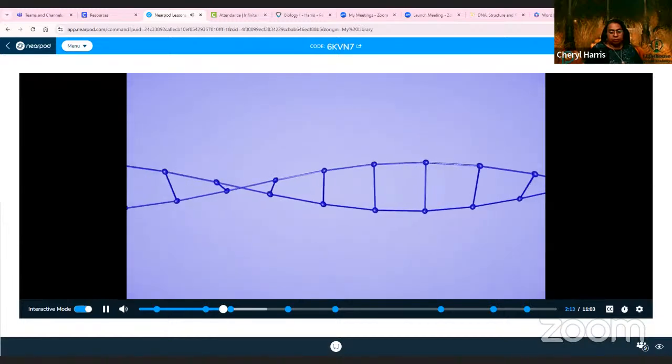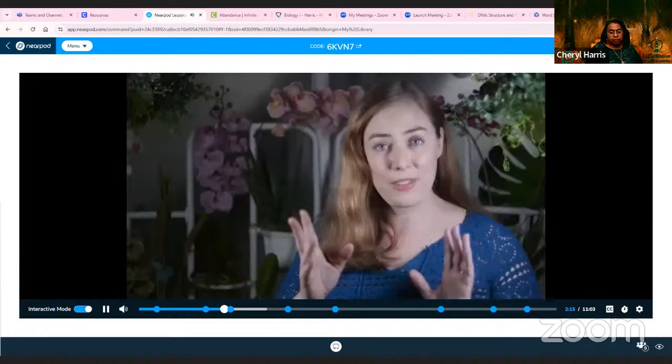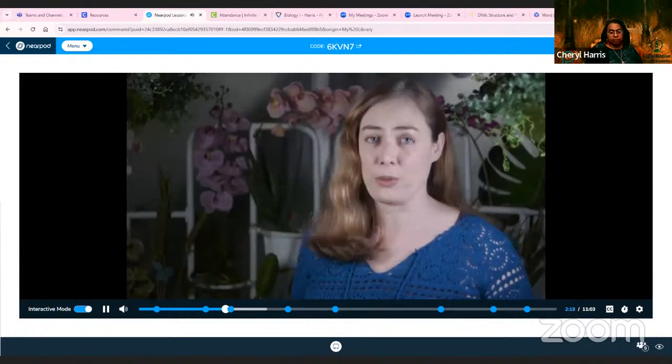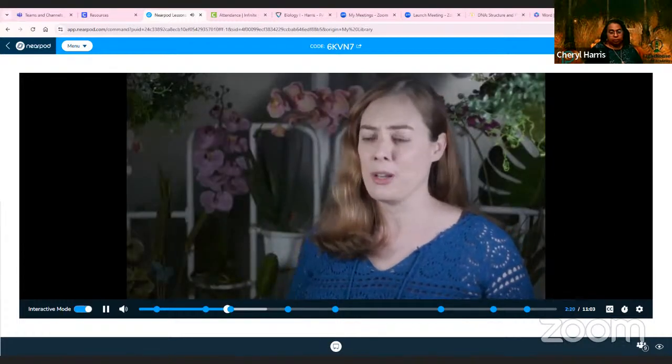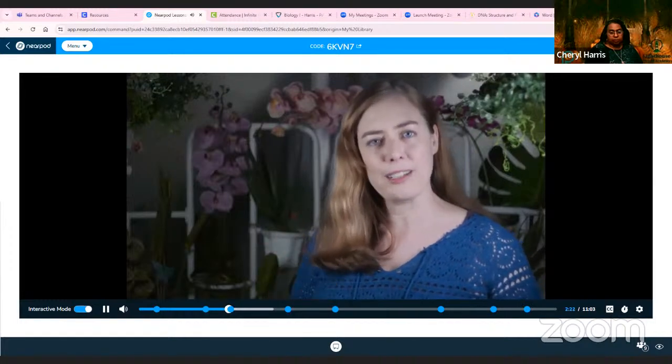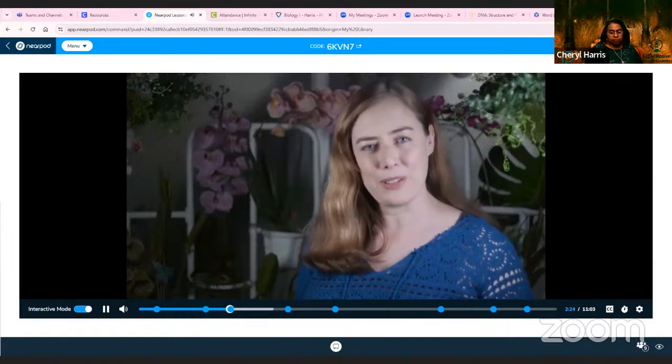DNA looks like a twisted ladder. The sides of the ladder are made of sugars and phosphate groups. These repeat over and over: sugar, phosphate, sugar, phosphate. This is the backbone of DNA.